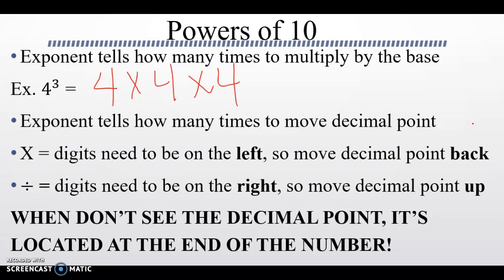Next, you have your powers of 10. Remember that an exponent, which is the small number, and your base, which is the big number, tells you how many times to multiply the base by itself. So this does not mean 4 times 3. It means to multiply 4 three times, which is 4 times 4 times 4. Take a minute, press pause, and read through the screen for the next set of examples.